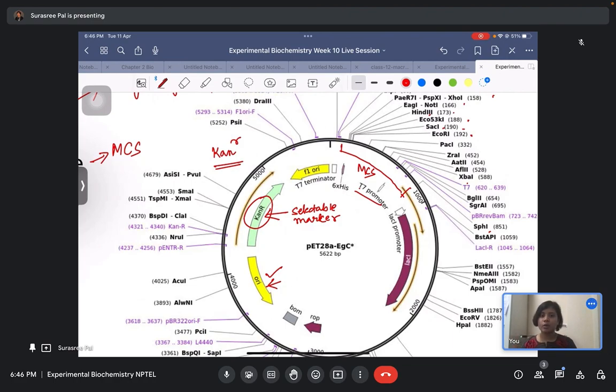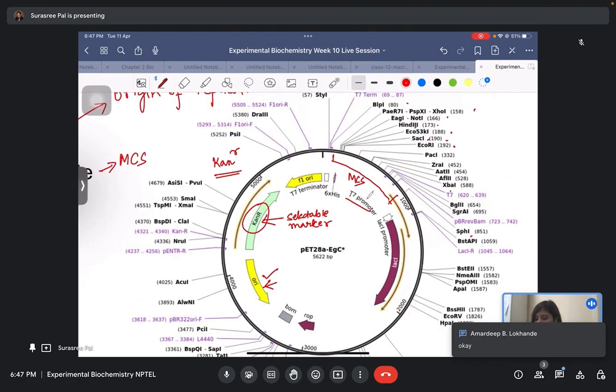Which is why this promoter sequence is placed in close proximity to the MCS, the multiple cloning site, so that our gene of interest can be inserted after this T7 promoter sequence, right? So our gene of interest can be expressed by this T7 promoter sequence. Which is why this T7 promoter is present here, the T7 RNA polymerase promoter from the T7 bacteriophage.